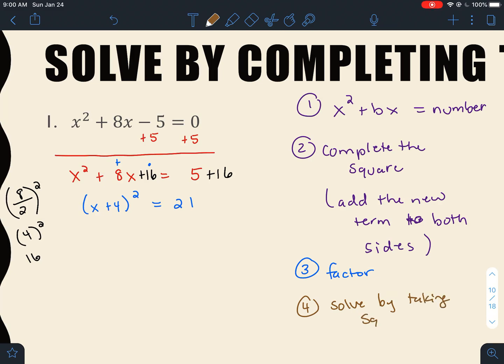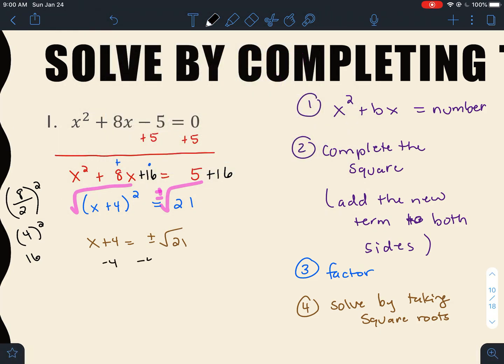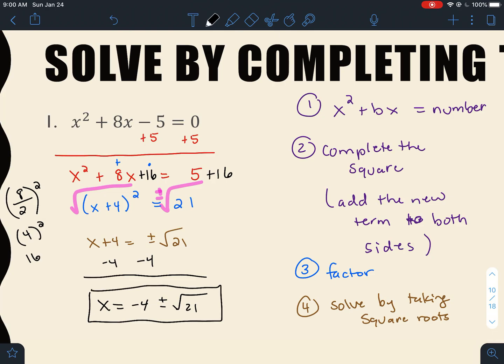just like we did last class. So now we're going to solve by taking square roots. So now to solve this, I'm going to take the square root on both sides, plus or minus. And then we have x plus 4 equals plus or minus the square root of 21. And then to solve, I subtract the 4 from both sides. And I get x equals negative 4 plus or minus the square root of 21. And that's how I would solve that equation by completing the square.